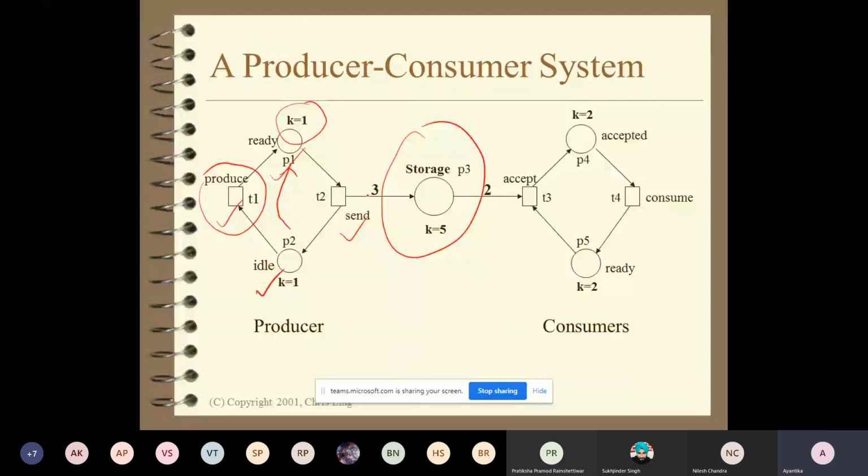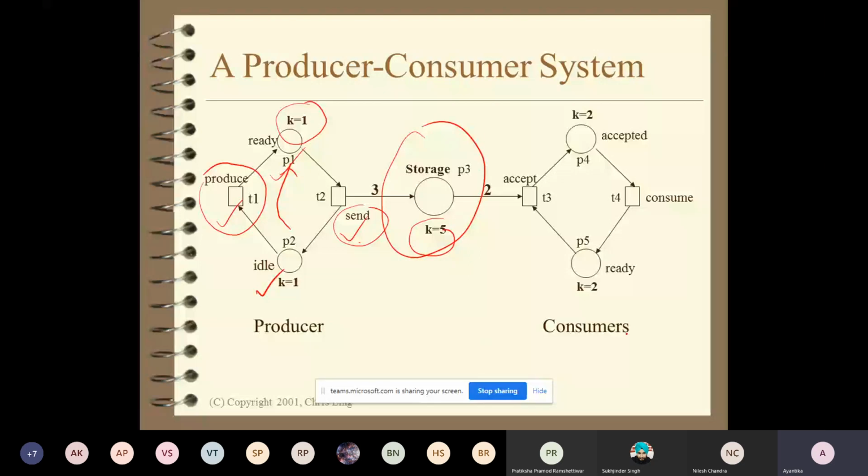Then, produce is one event and send is another event. With this send event, whatever token is in your ready state moves to storage. Now here you can see k is equal to 5. That means the storage plus this P3 can hold a maximum of 5 tokens at a time. That is its k-boundedness.